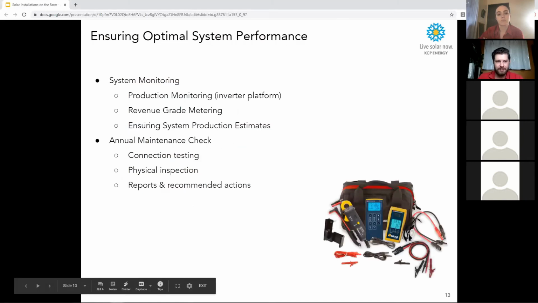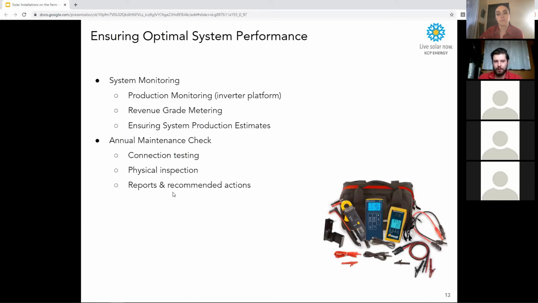I suppose one of the last things here is making sure that you have optimal system performance. So, one of the ways to make sure that your energy generation forecasts come true, to make sure that they actually hit that forecasting level, is by consistently monitoring and providing maintenance to that system so that it's always operating in tip-top shape.